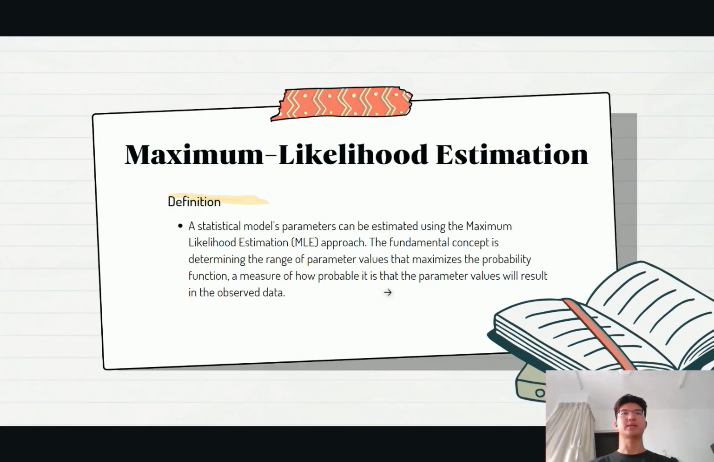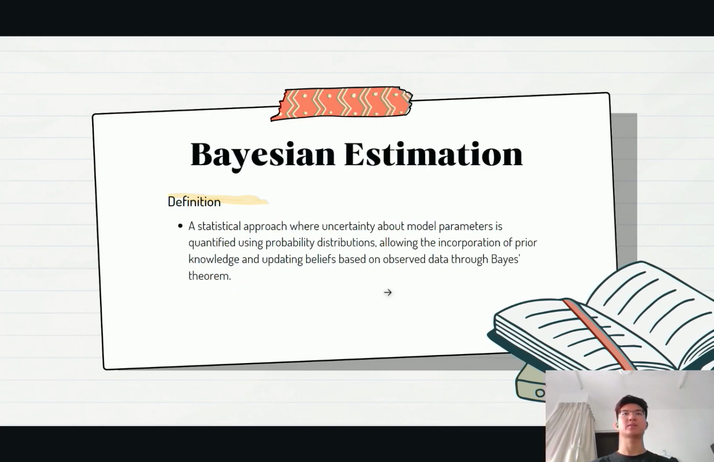Now I'm going to explain the maximum likelihood estimation. The definition of maximum likelihood estimation is that a statistical model's parameter can be estimated using the maximum likelihood estimation (MLE) approach. The fundamental concept is to determine the range of parameter values that maximize the probability function, a measure of how probable it is that the parameter values will result in the observed data.